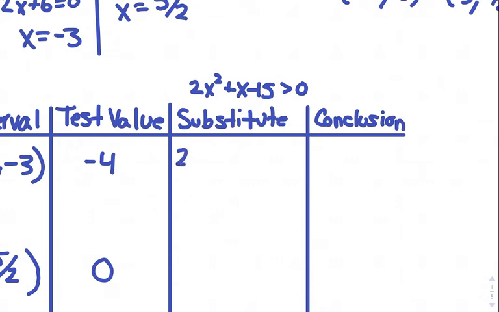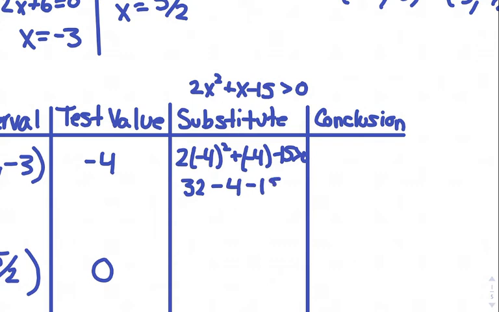So this is going to be 2 times negative 4 squared plus negative 4 minus 15 greater than 0. When I do that, negative 4 squared is 16. 16 times 2 is 32. 32 minus 4 minus 15 would give me 13. And I know 13 is greater than 0. So what I can say is that during this interval, f of x is greater than 0.